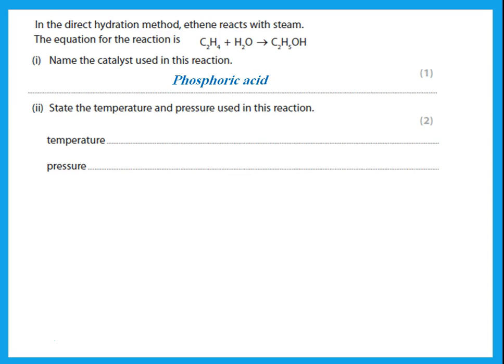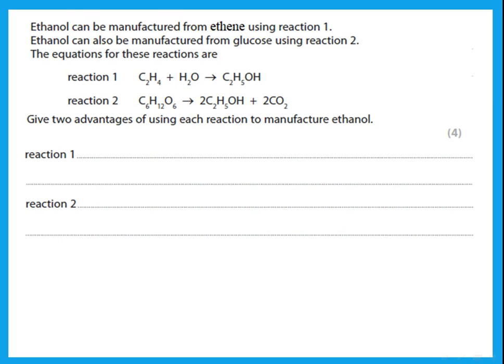State the temperature and pressure. Remember when I had ethene and I added water, we said we need phosphoric acid catalyst, and what temperature? You need to memorize that. 300 degrees centigrade. What pressure? 60 to 70 atm. You need to memorize these conditions.